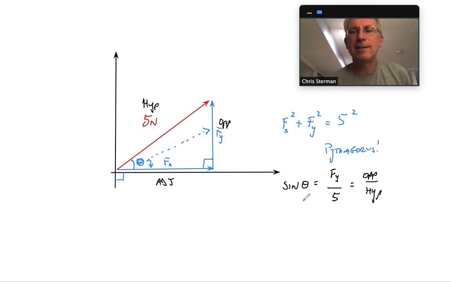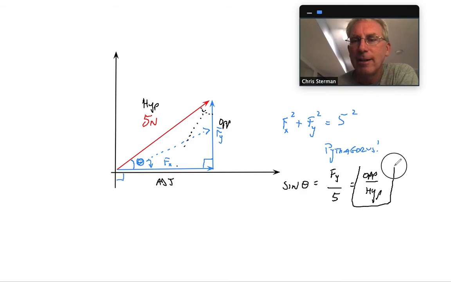Now, should you memorize that the sine of the angle is the y component over the hypotenuse? No, you should not. Because if I drew the angle up here instead, if I made theta up here, now my opposite side would be on the x-axis. So you need to know the actual trig identity that sine is opposite over hypotenuse, but in this case, it's f of y over 5. Now, what if I wanted to find f of x? Then I would need the function cosine, because the cosine would be f of x over my hypotenuse, which is 5.